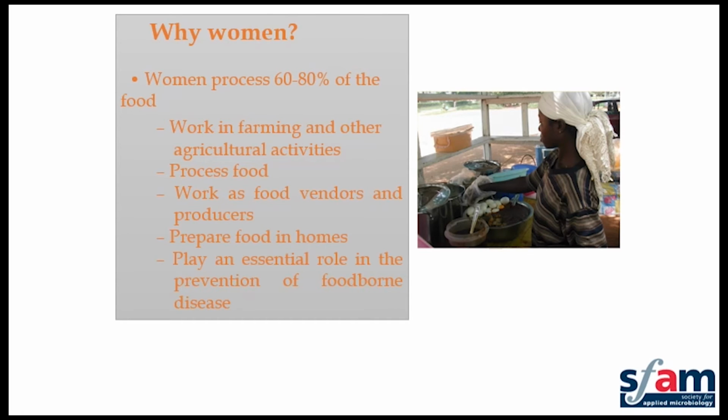Why do we focus on women in Africa? We focus on women in Africa for mycotoxin control because women process about 60 to 80% of food, and they work in farms and other agricultural activities. They process foods, they prepare foods at home, and women play an essential role in prevention of foodborne disease in Africa.